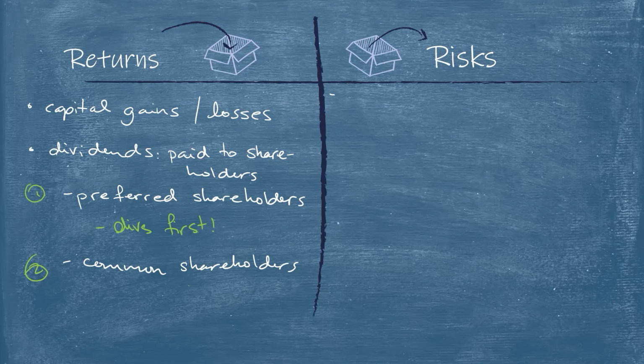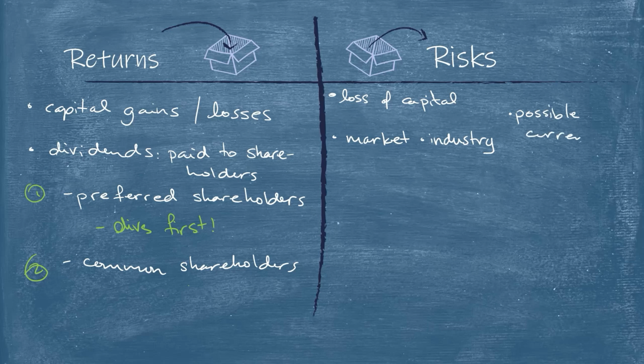Now, there are several different types of risk affiliated with stocks. Loss of capital. So remember, a stock, you are putting your money in, it's possible that you could lose absolutely everything. So there is a risk affiliated with that. There is also market and industry risk, and then there's also a possible currency risk, depending on whether you're investing in stocks that are in a local currency or whether they're in a different currency. Now, there is a range in risk for stocks.